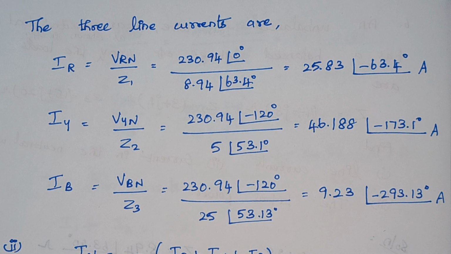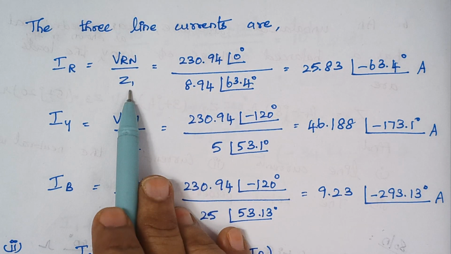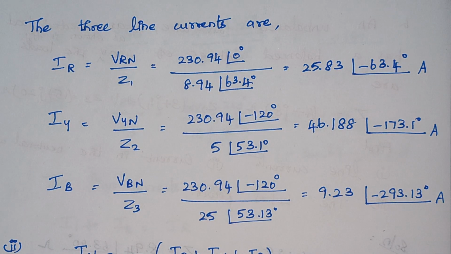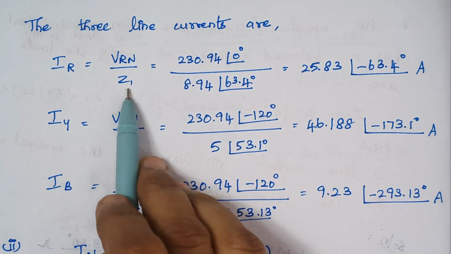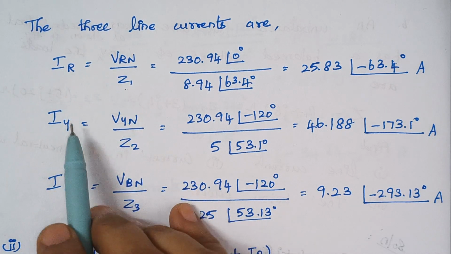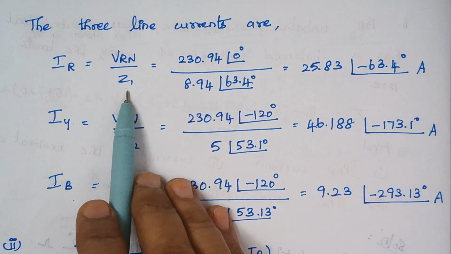And now we are going to find the value of the line currents, right? So here the line current value is given by VRN by Z1, and here regarding this star connected network, the value of line current is equal to phase current, right? So here the phase voltage divided by the respective impedance will give the value of the IR, IY and IB, right? So IR is nothing but VRN by Z1.